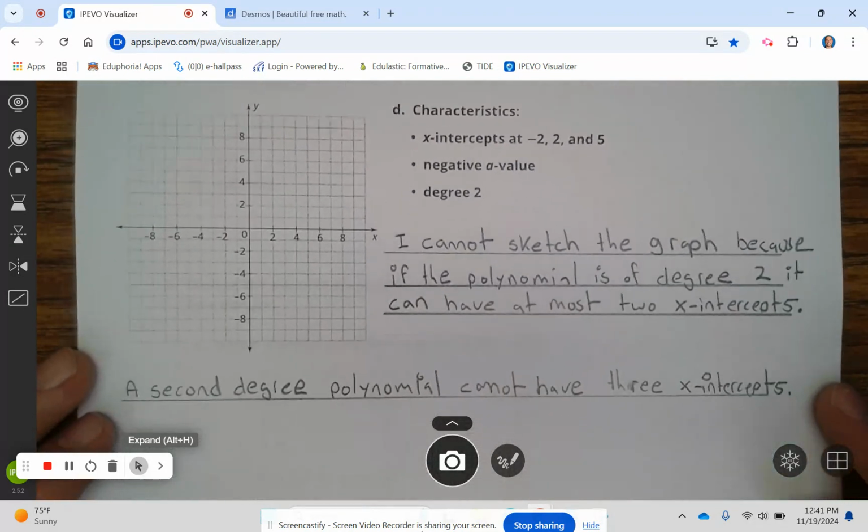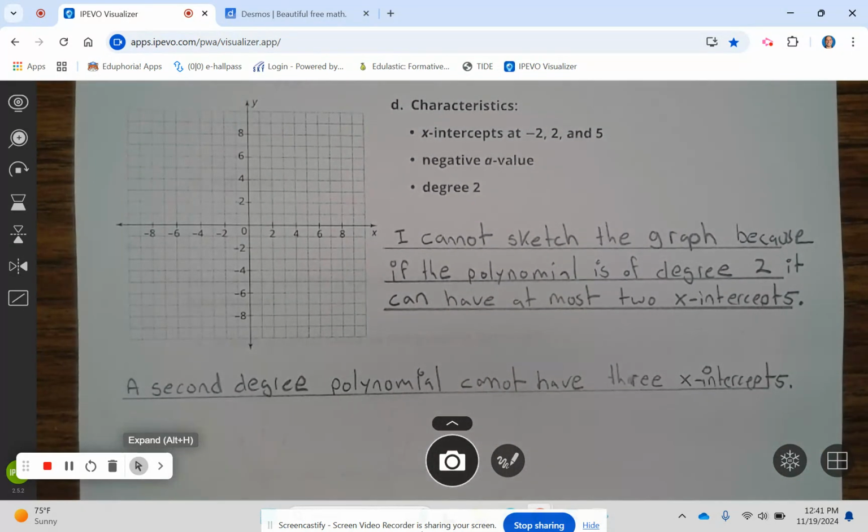All right. D. Characteristics. X-intercepts at negative 2, 2, and 5, negative A value, and degree 2. I cannot sketch the graph because if the polynomial is of degree 2, it can have at most 2 x-intercepts. A second degree polynomial cannot have 3 x-intercepts. All right, let's take a look at the next page.